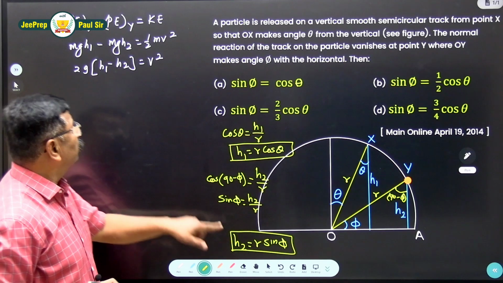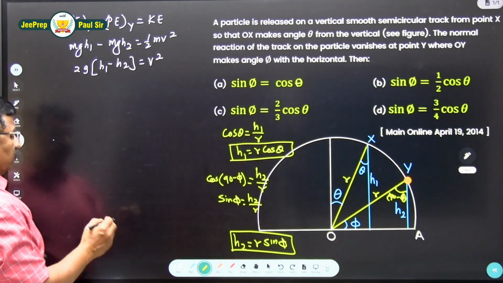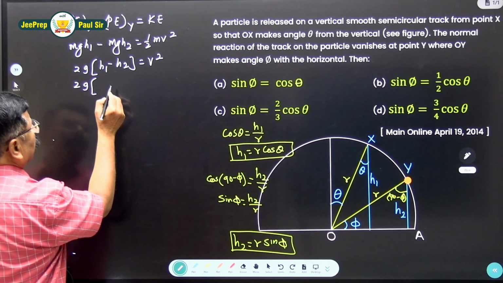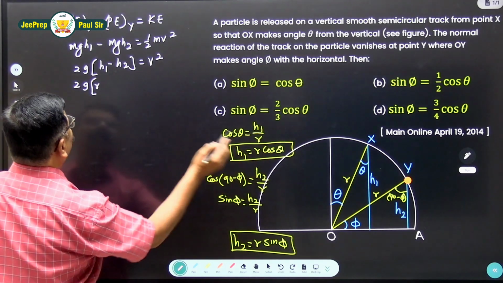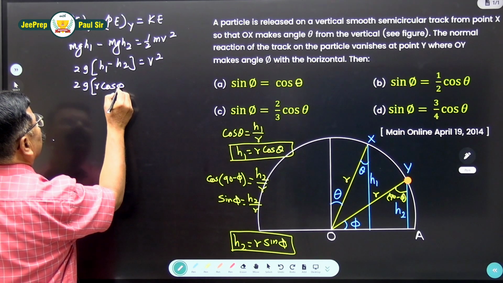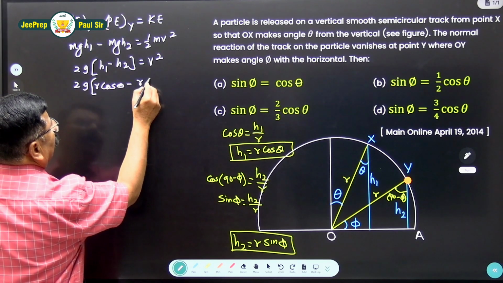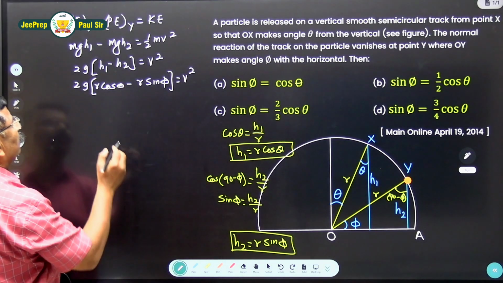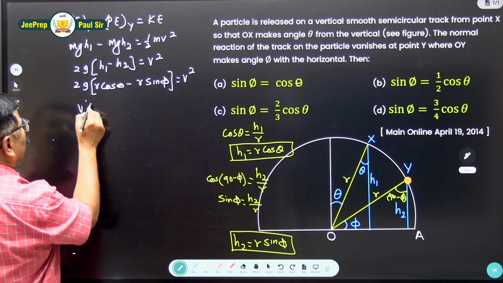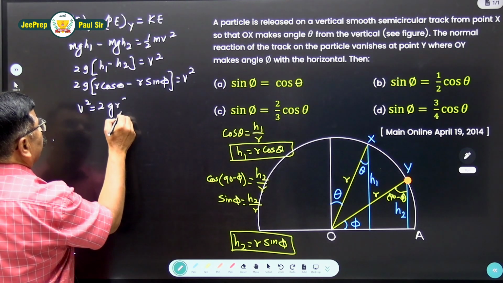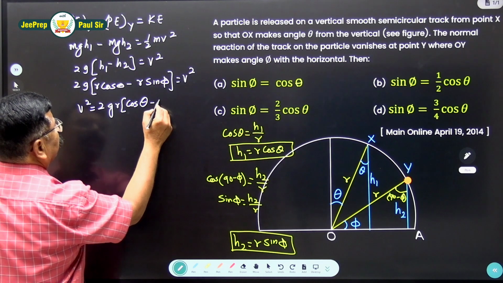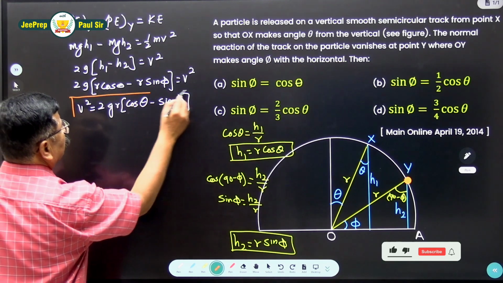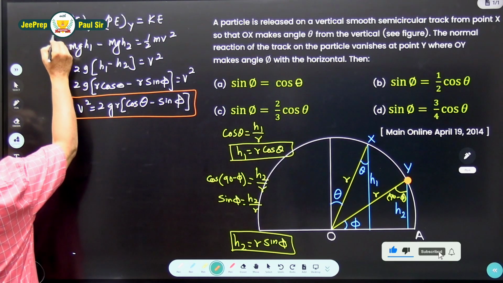So I will substitute this h1 and h2 in this equation. Very simple. It will be 2g into r cos theta minus r sin phi is equal to v square. Now r will come out as a common factor. So 2gr into cos theta minus sin phi. Now we have got one equation for v square. We'll take this as part 1.